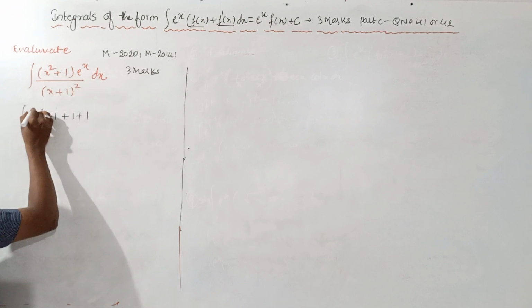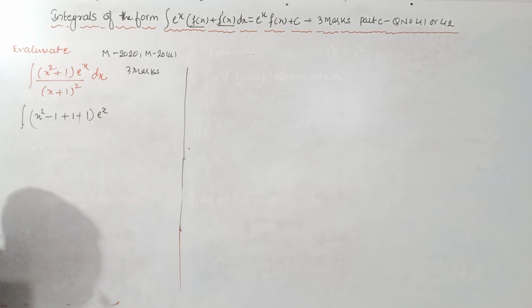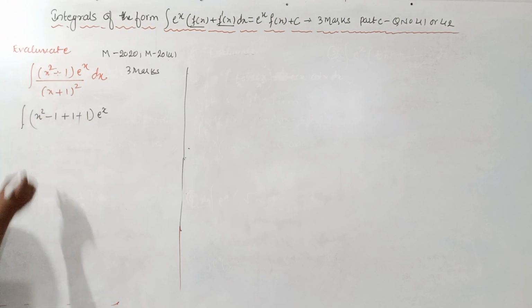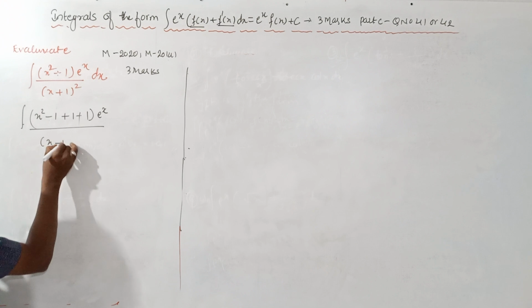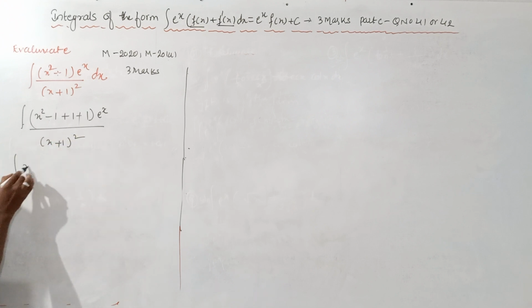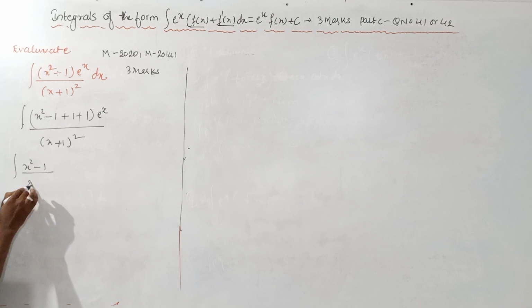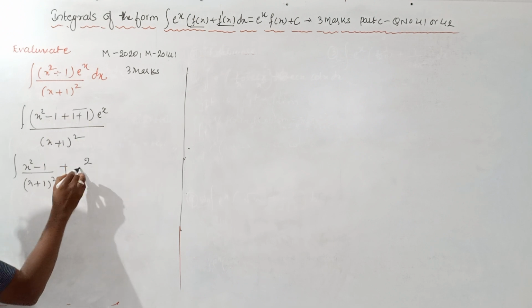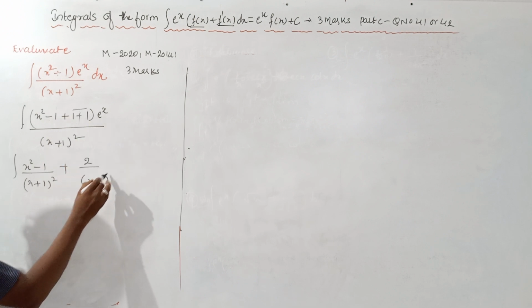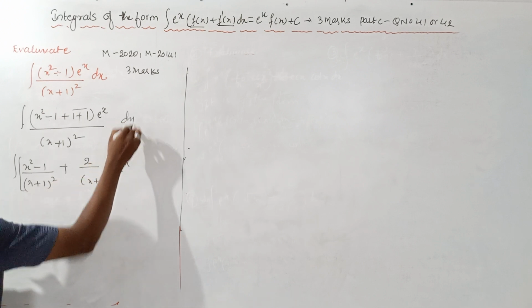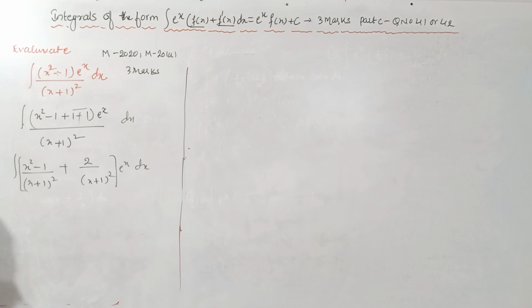Now, e raised to x as it is. What I did here: first I subtract the 1, then add the 1. This plus 1 as it is, divided by x plus 1 whole square. Now see here, x square minus 1 divided by x plus 1 whole square, plus 1 plus 1 is 2, 2 divided by x plus 1 whole square, e raised to x dx.